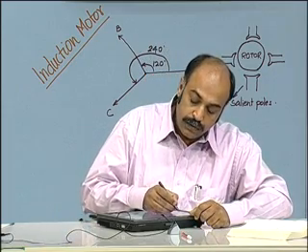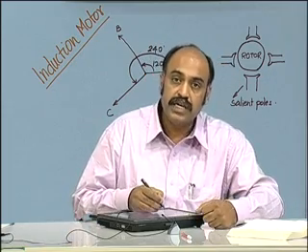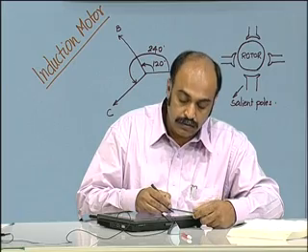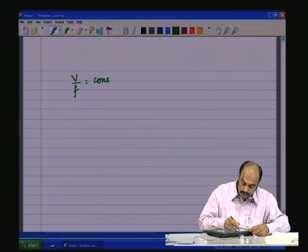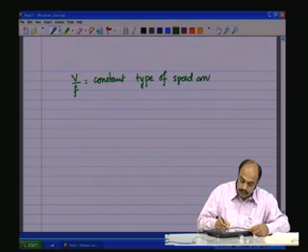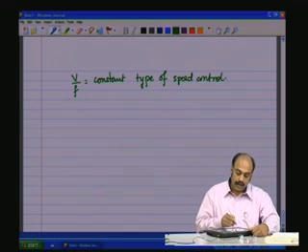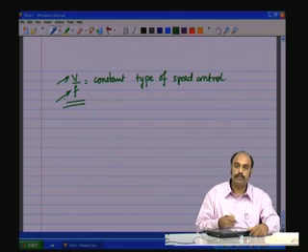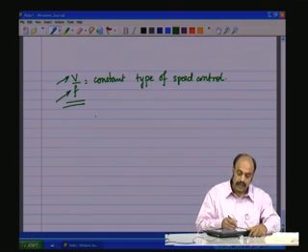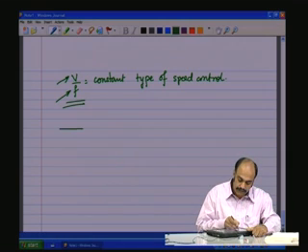component. But how do you change the frequency if you want to use a V by F? This is called V by F is equal to constant type of speed control. How do you make this constant? Meaning if you change this, this should also be proportionally changed to keep this constant. How is frequency changed? So which means we can't directly feed the 3-phase mains to the induction motor.